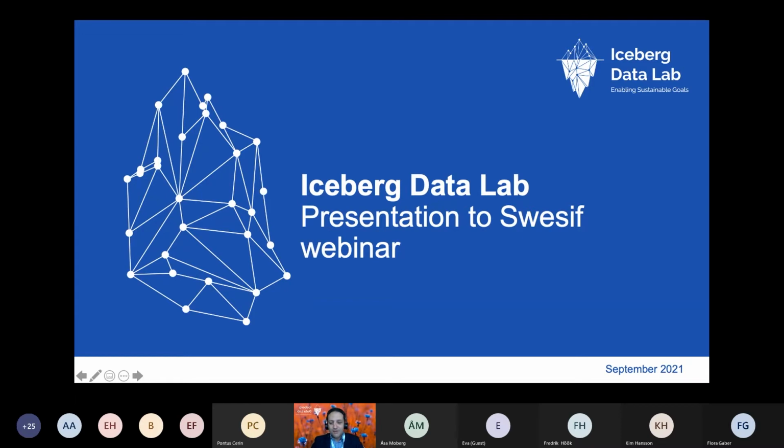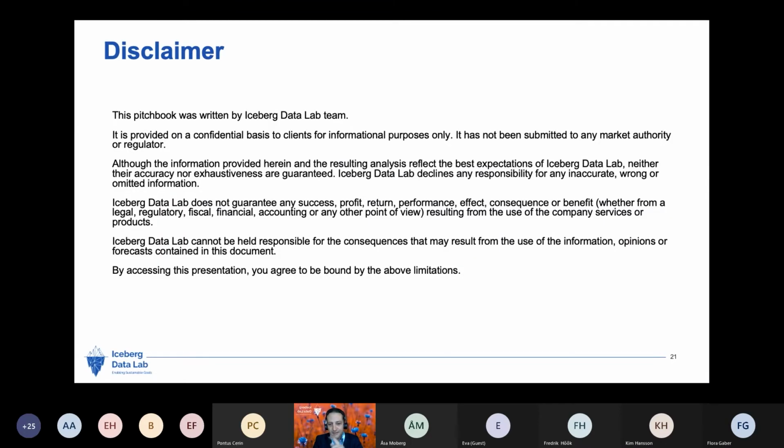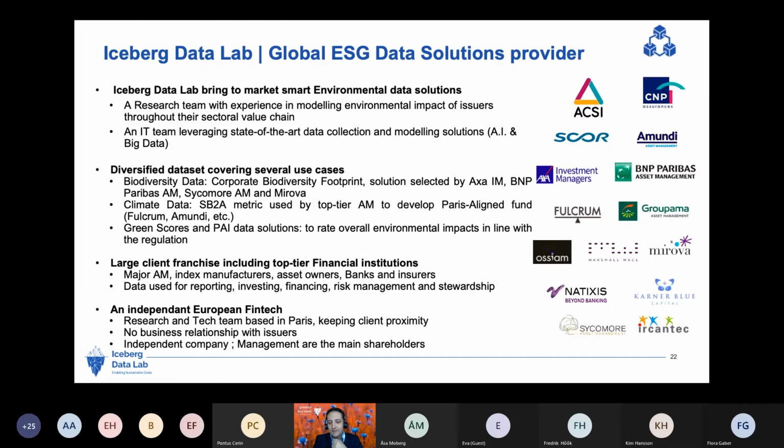So good morning, everyone. Matthieu Maurin from Iceberg Data Lab. Could you please go to the company presentation? I will briefly introduce you to the company and to our solution. The next slide, please. Thank you. Excellent. Which is the corporate biodiversity footprint. Basically, we'll scratch the surface here and give you an overview of how our approach works and how it is being used, and how it can be used. I'll be happy to take any question or to provide further information later on if you want.